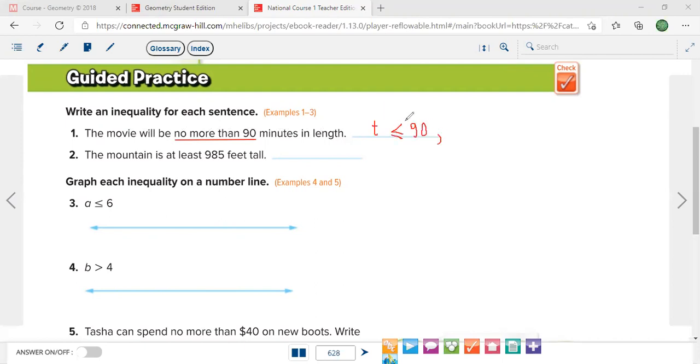But you need to tell me what is T. So T is, or T equals, or T represents. You can say T is, or T equals, or T represents, or T for what? For the movie time.